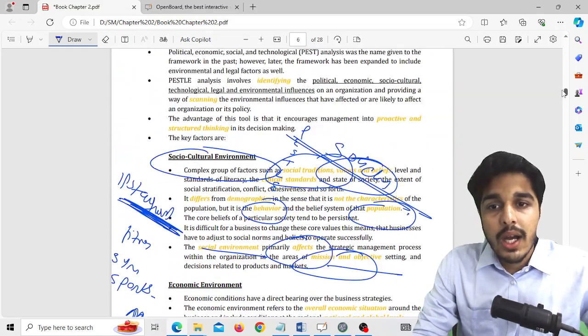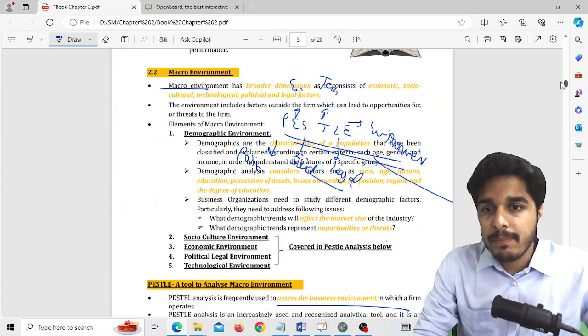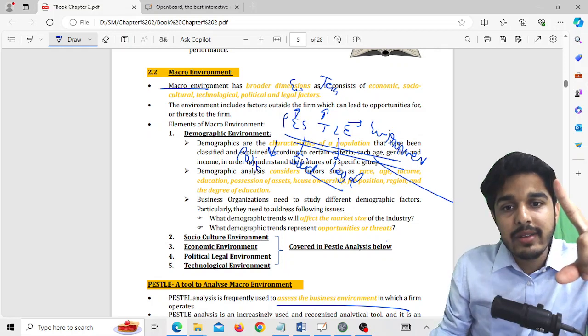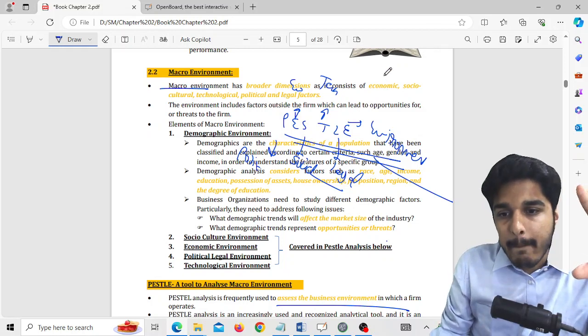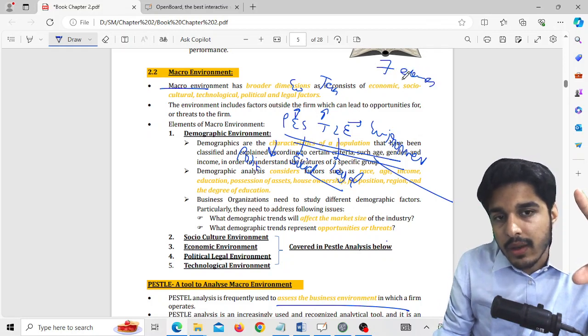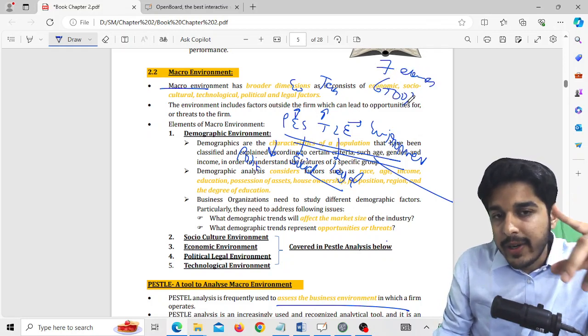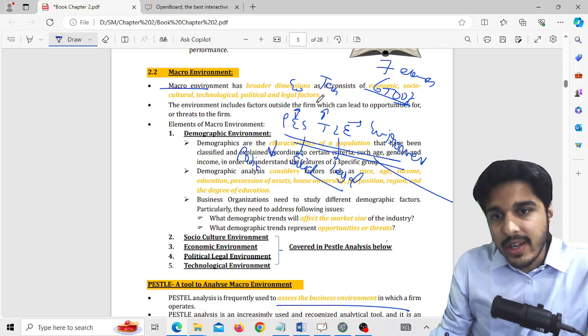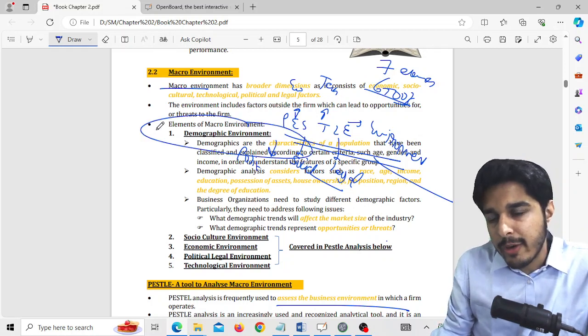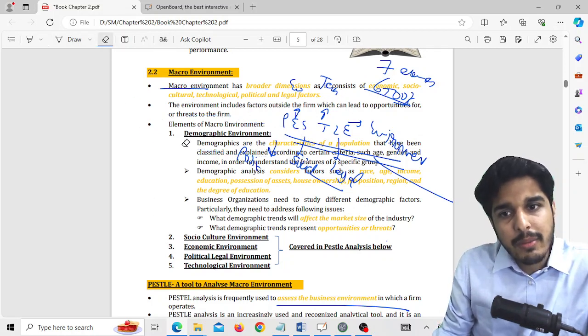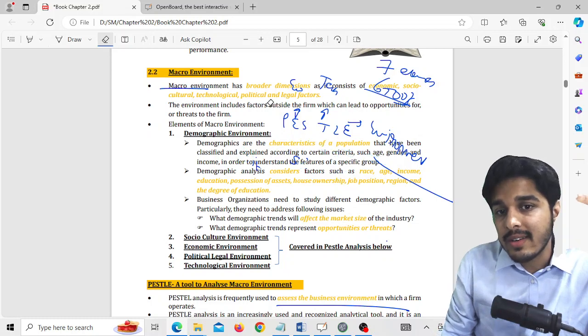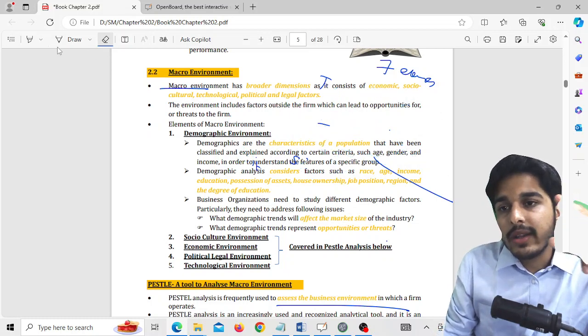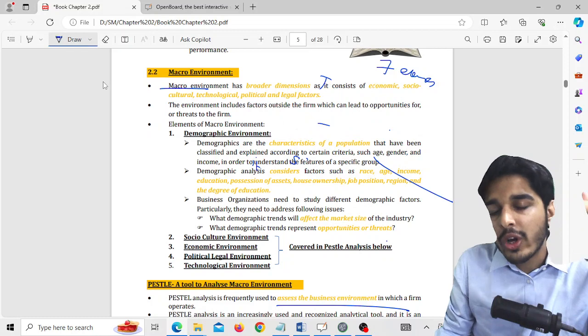Now just one more thing. It says that in macro analysis there are, guys, 7 elements. 7 elements means 6 are PESTLE and one is demographic environment. Not very important for your examination, but in the macro environment there is one more element which is known as demographic environment.